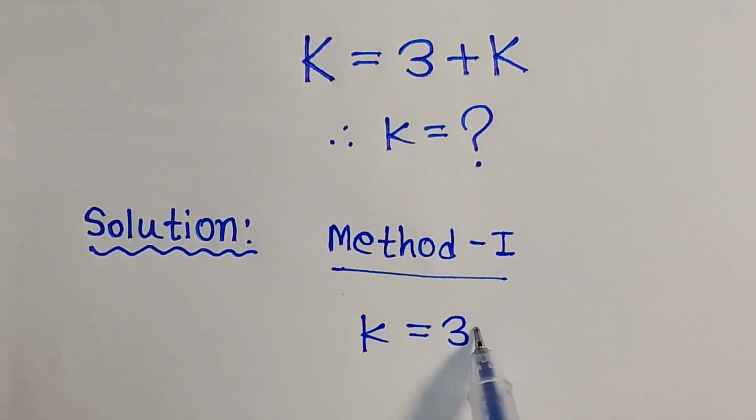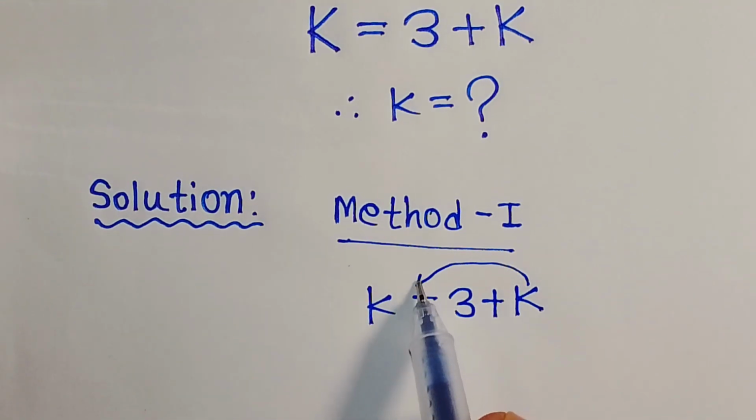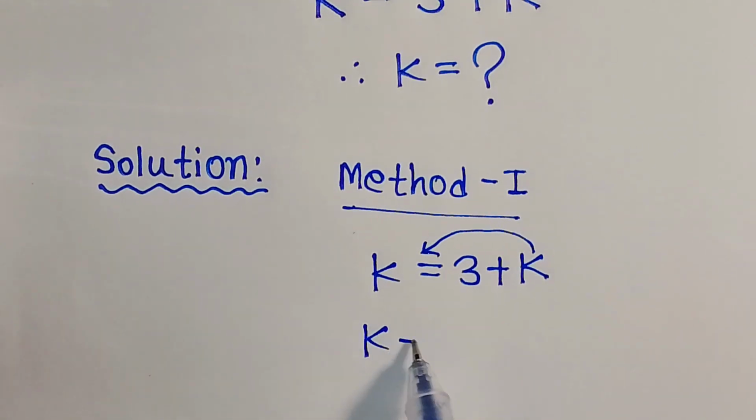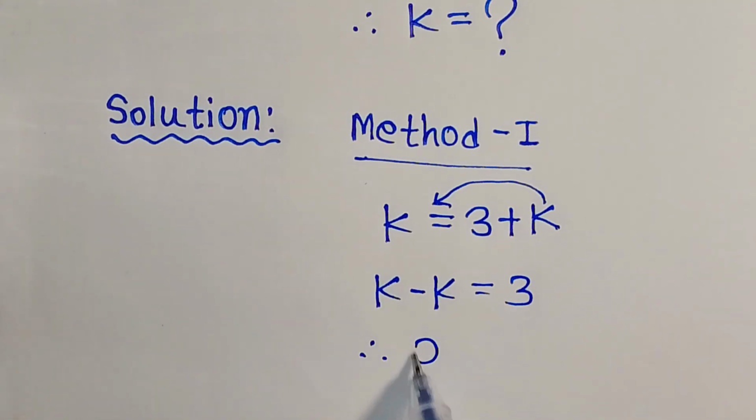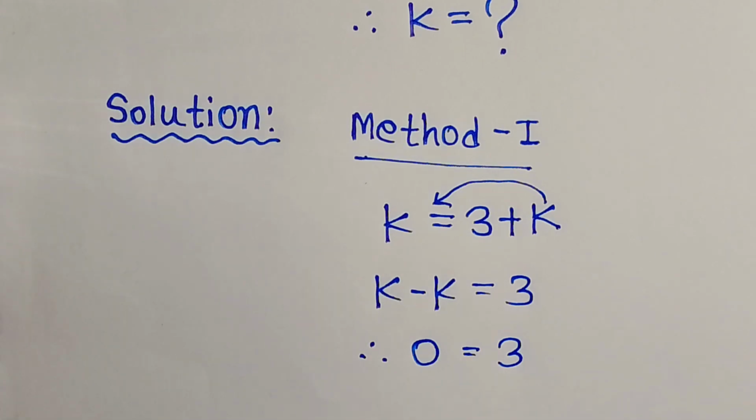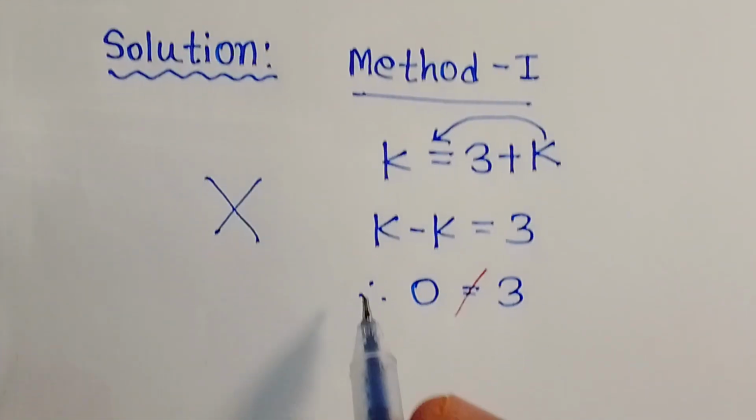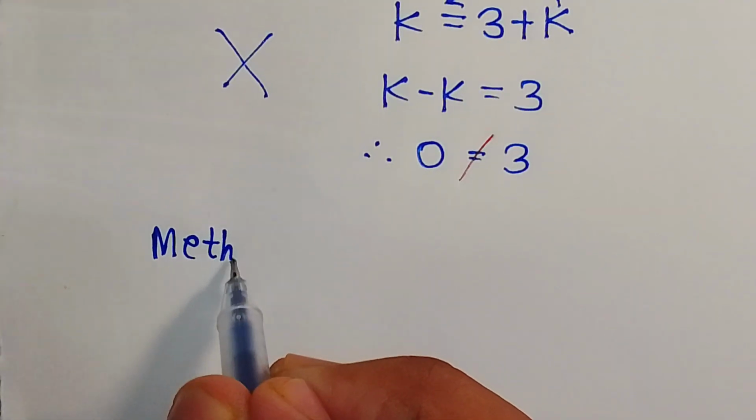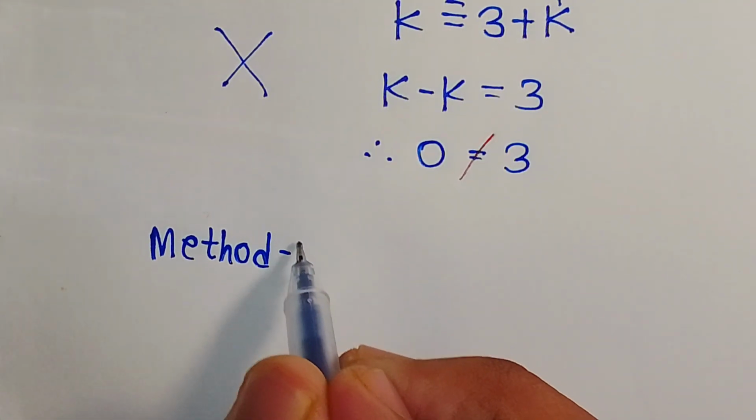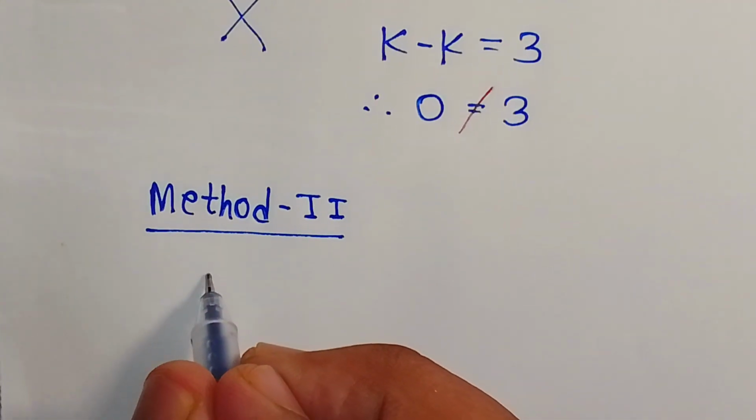So at first we do method number 1. We just write here the given equation. Now this left side k and the right side k will be subtracted together and we'll get 0 equal to 3, but 0 cannot be equal to any real number, so method number 1 is rejected. So we have to solve this exponential math equation by method number 2.